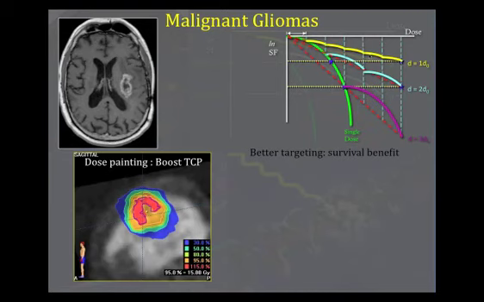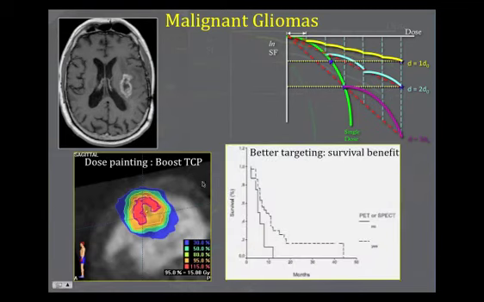So you are pretty much given the possibility of hypofractionation. So you still give a high dose of radiation, but you do protect the normal tissue somehow. And the other modern concept that came up was dose painting. So, a very, very inhomogeneous dose distribution.